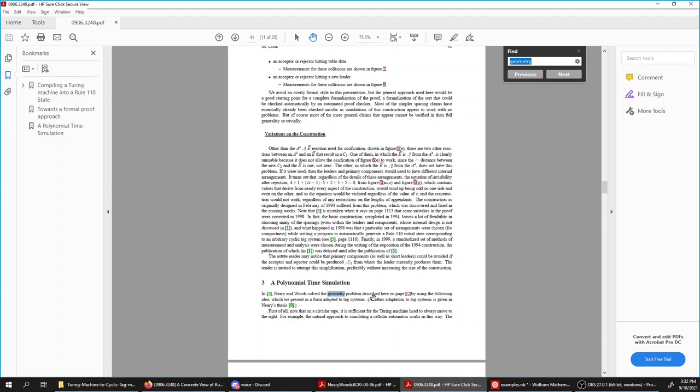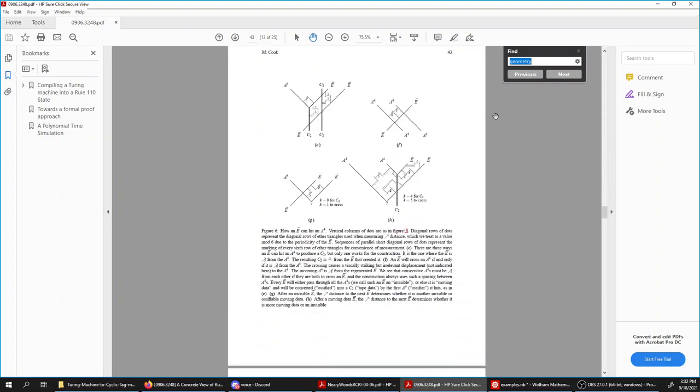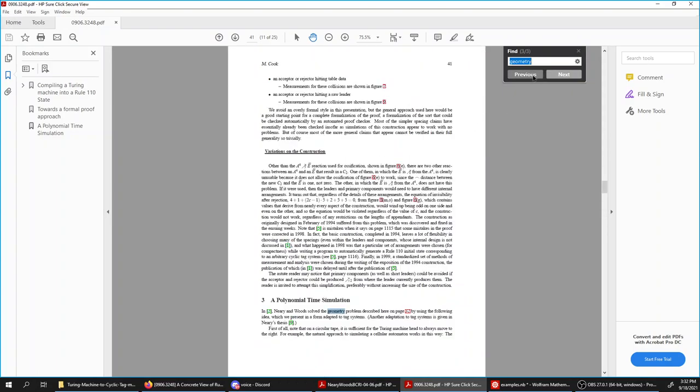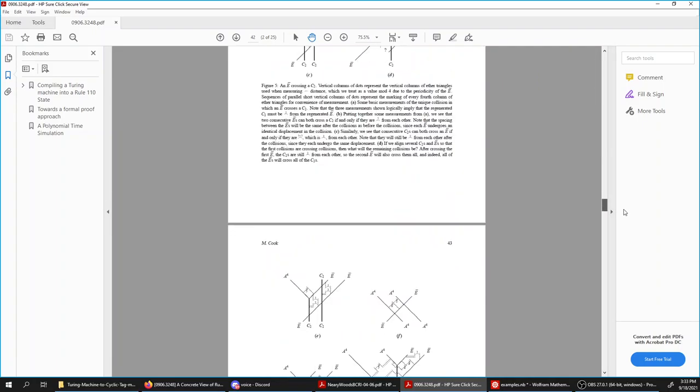Anyway, it says they solved the geometry problem. The modern approach is more complicated, but amazingly solves what I call the geometry problem of cyclic tag tape processors. The geometry problem is that the processing head is unaware, as it scans the tape, of what tape symbols are next to what other tape symbols, effectively because it has a fixed number of bits of memory. The point is it's doing something pretty non-trivial.